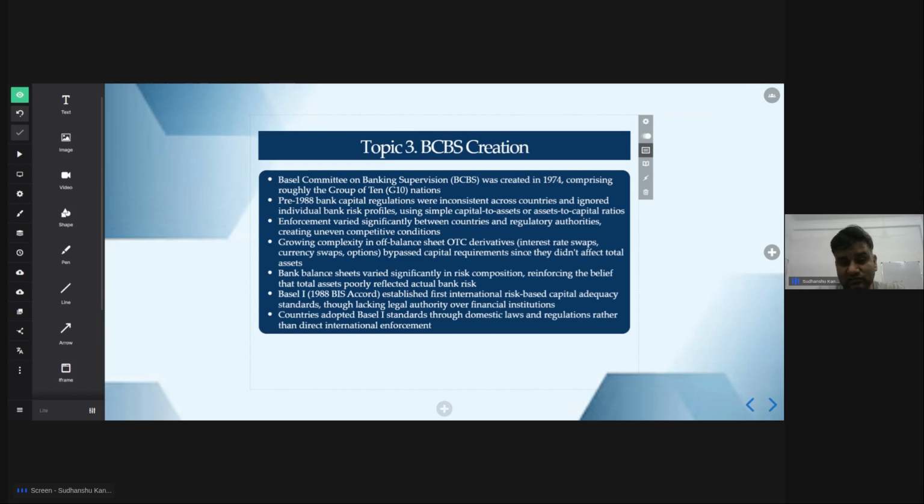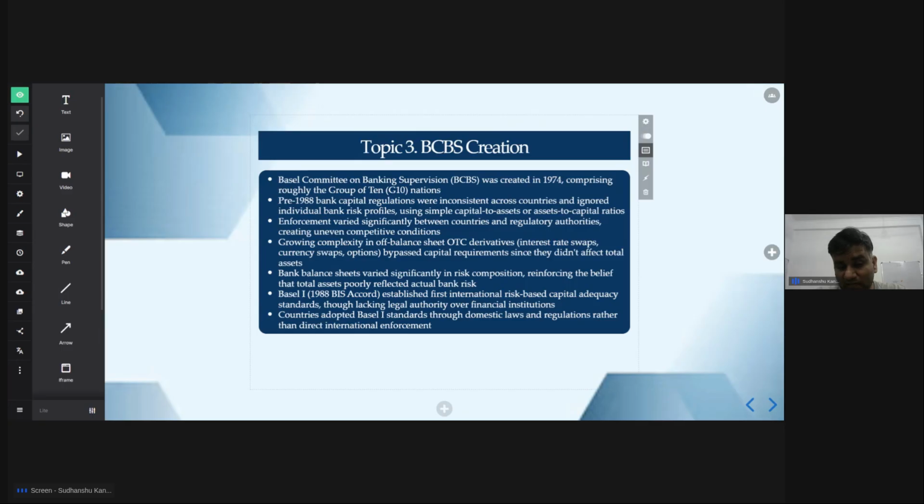Then we go to the BCBS creation, basically the formation of the Basel Committee on Banking Supervision. It was formed in 1974. Members included the G10 countries. The objective was coordination, not enforcement. Pre-1988, from 1974 to 1988, capital regulation problems were observed. Capital rules varied widely across countries. Simple ratios like capital to assets were used, which ignored the actual risk profiles of banks, and there was uneven enforcement, right? Different regulators applied rules differently, and this created uneven competitive conditions internationally.